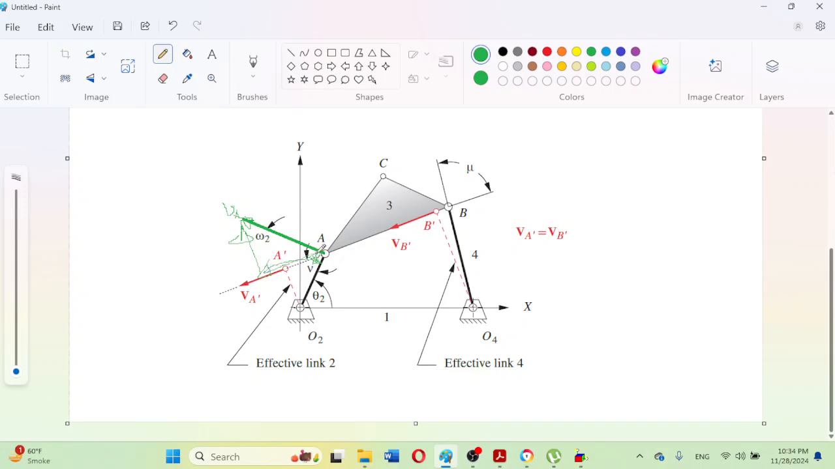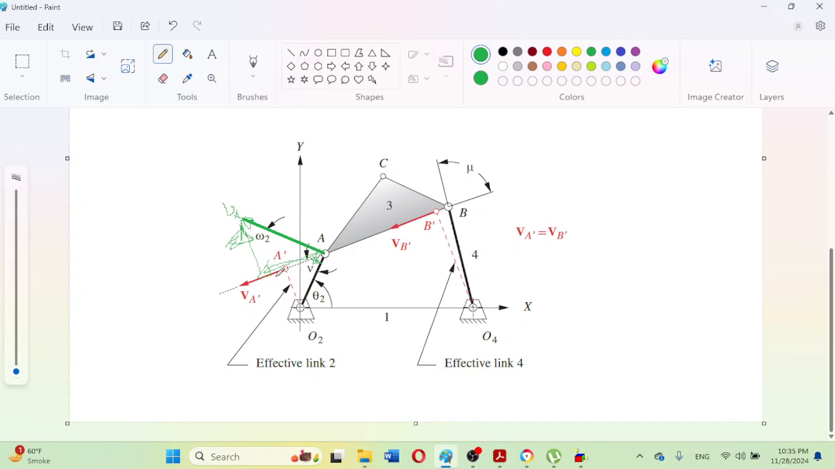I have been unable to draw it straight due to some limitation or inexperience of drawing on this paint using this pencil, so kindly ignore it. Here my purpose is just to show that this component is along the coupler link, and this component is perpendicular.